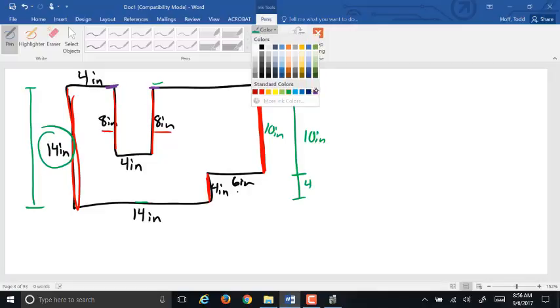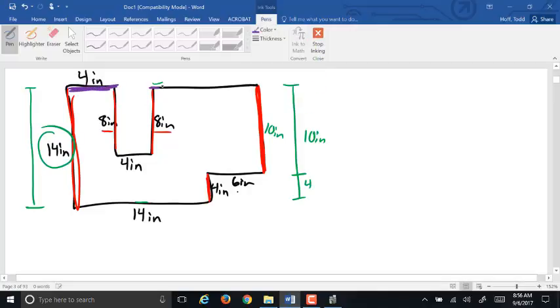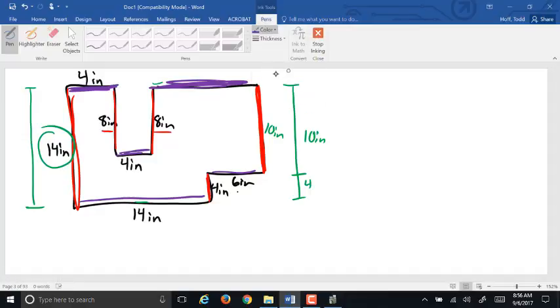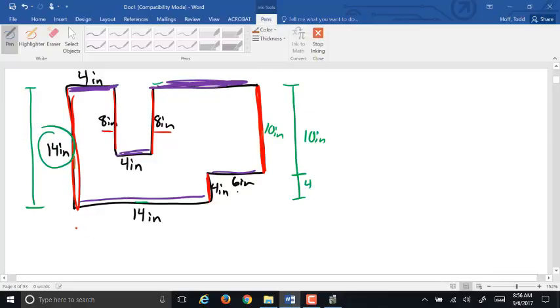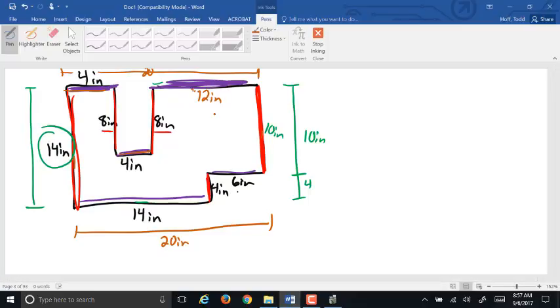Going the other direction, I'm looking for this side here, so I can use all my other horizontal sides. Going from left side to right side, across the bottom, I have 14 plus 6 makes 20 inches. So I have to have 20 inches across the top as well. Well, I've got 4 and 4 here. How much is left for this? It has to be 12 inches to add up to 20. 4, 4, and 12 add up to 20. So now we have all the missing dimensions.